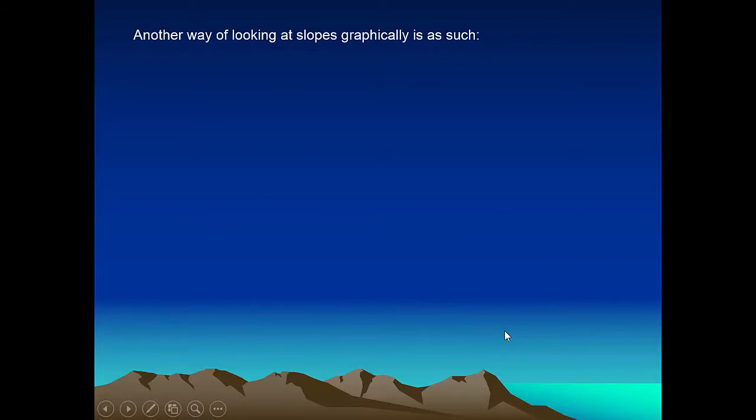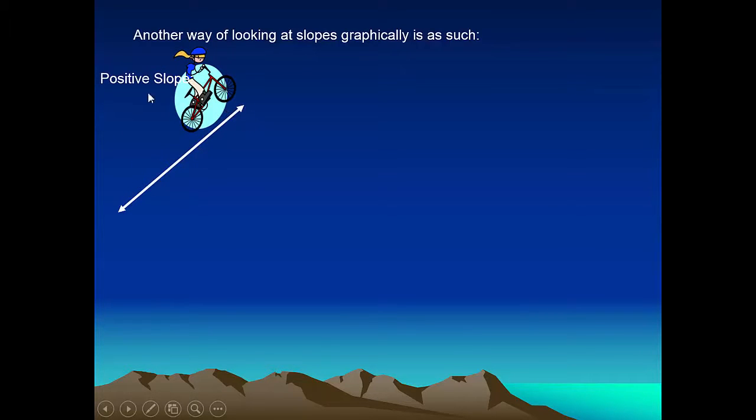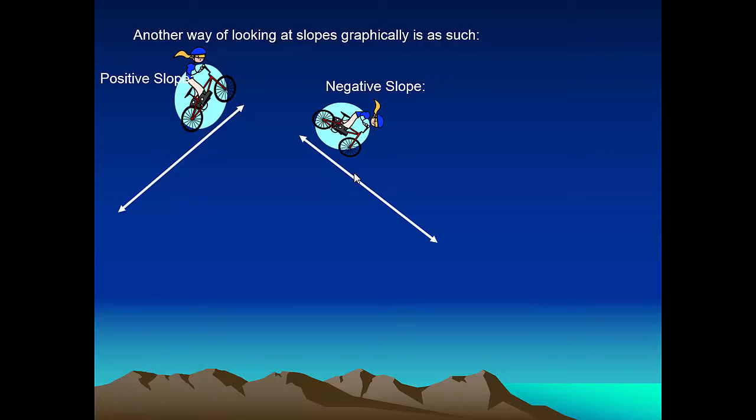Now, another way of looking at slopes graphically is as such. Now we come here, we see our positive slope. Let's think of this as riding a bike. When you're riding up, or you're moving up in life, that's always looked on as a positive, like it's shown here. They're riding up from left to right, that's a positive slope. Now we come here to our negative slope. We'll use the same bike rider, but this time the bike rider is going down. And we know going down in life is considered to be negative, as we see here.